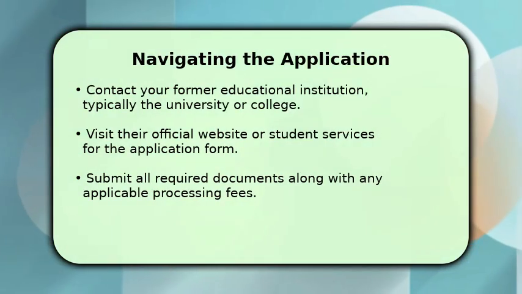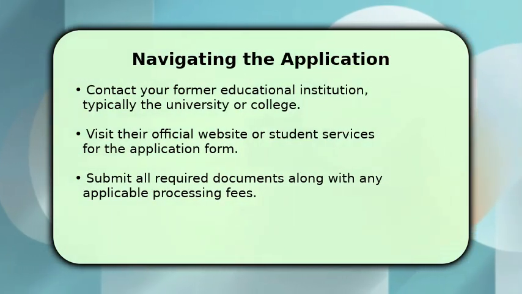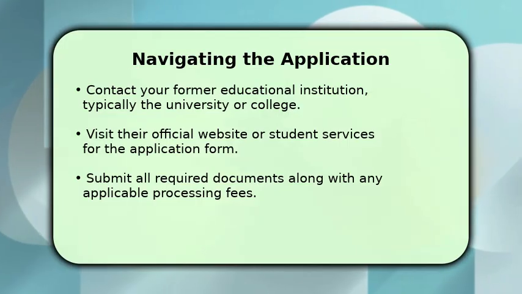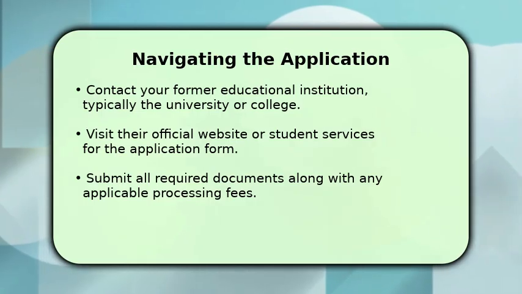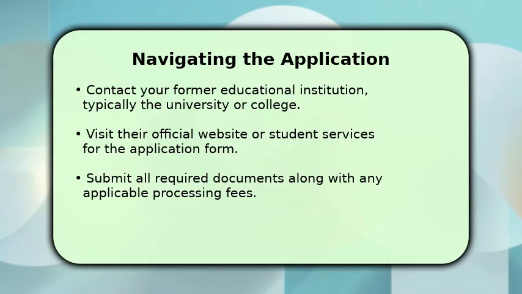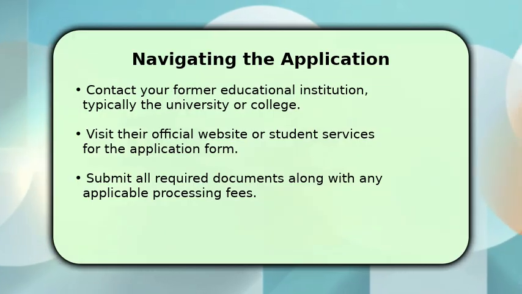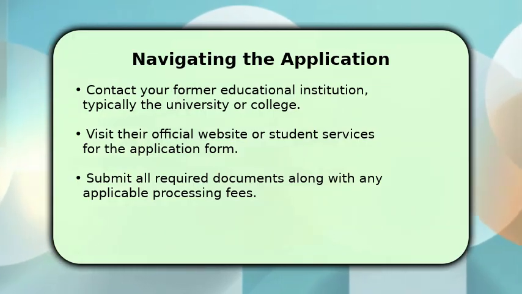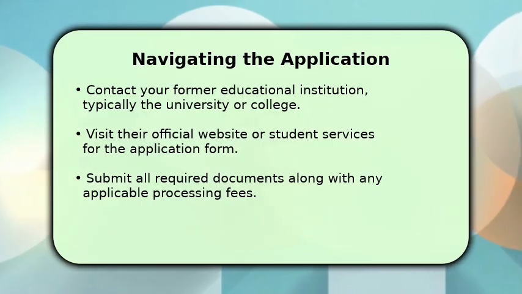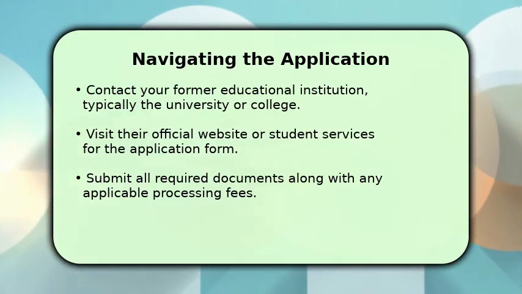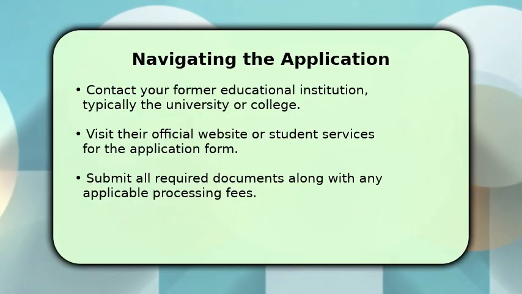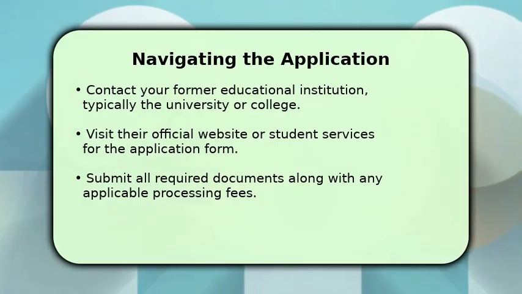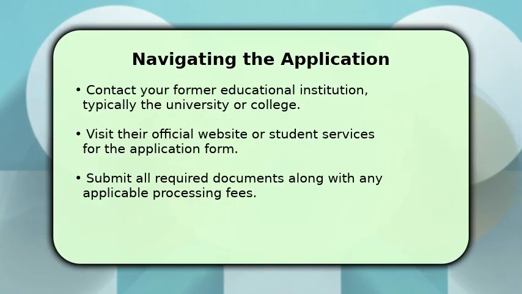The application process usually starts by contacting your former university or college. Many institutions have a dedicated section on their official website or within their Student Services department where you can find the necessary application form. Once you've completed the form and gathered all supporting documents, submit them along with the required application fee. Some modern universities even offer convenient online portals for submission, making the process much easier to complete from anywhere.